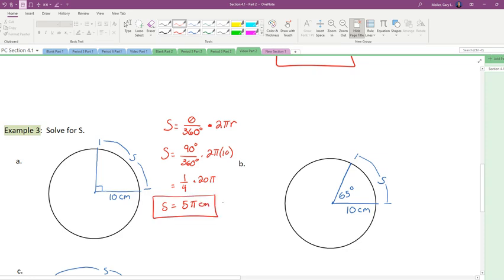If you want a less exact but maybe more useful number, then I can just, of course, do 5 times pi. And I'm talking about an arc length of approximately 15.708 centimeters. All right, part B, we're going to do the same thing.